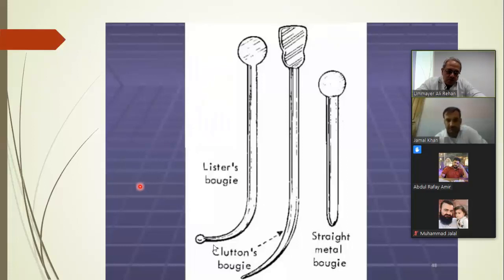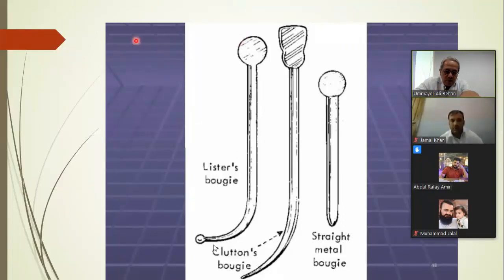There are always two types of numbers written on the hilt, that is the upper end. For instance, it is like 9 by 12. By 9 we mean the caliber at the tip, and that is 9 French. The 12 is the caliber at the mid level of the stem. So that is how you calculate everything. It tapers down to the distal end, all the metal bougies.